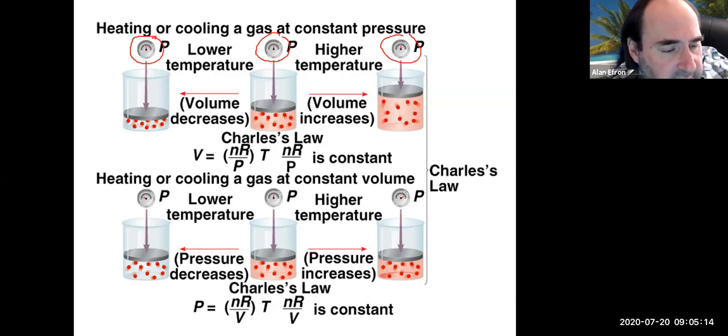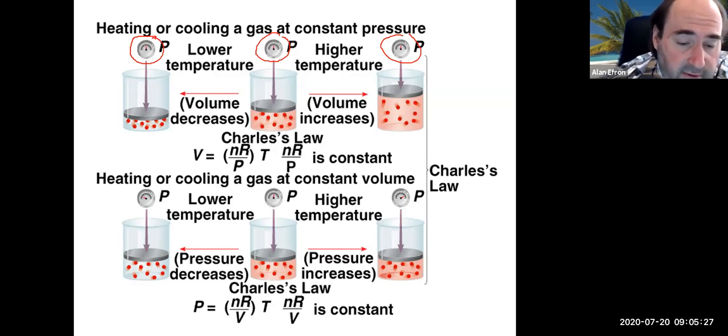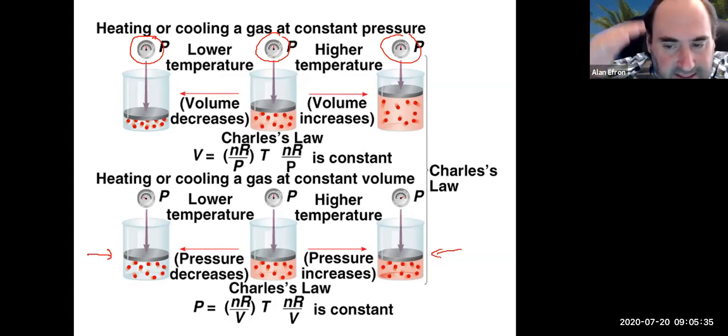When we look at pressure and temperature, it's the same sort of relationship. As the pressure increases, so does the temperature, and vice versa: as the temperature goes down, so will the pressure. That's a situation where the volume will not change. Here you can see in this case, all three volumes are the same, so we don't get the volume adjusting to allow the pressure to stay the same.